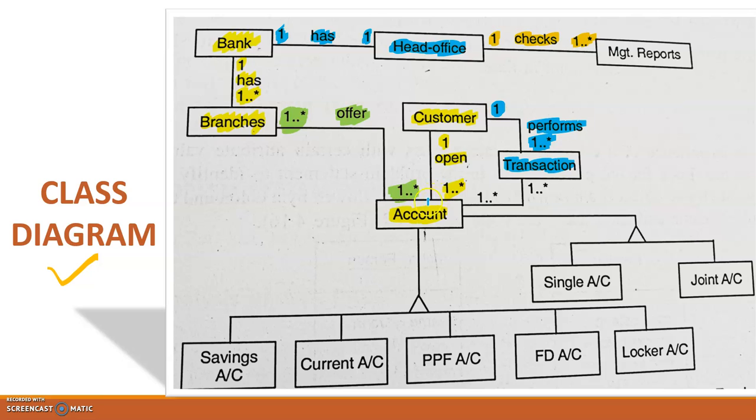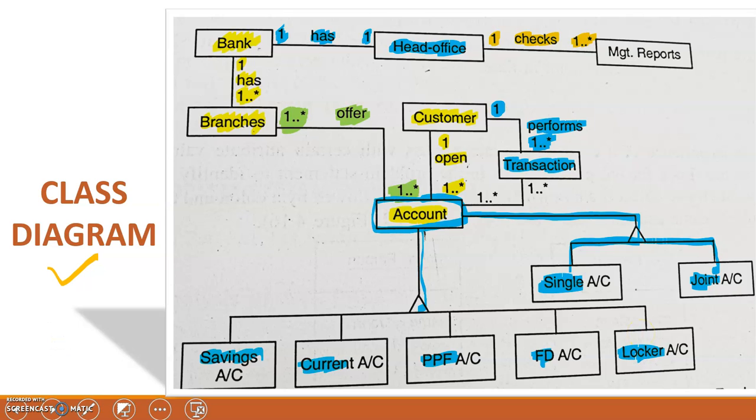Now, this is your generalized class diagram, right? But here we need to show all the other account types, which you can also show in the class diagram. Like, an account can be of different types. It can be a single account or a joint account. Even in single you have saving, current, PPF. Even in joint you have saving. Account can be of saving type, current type, and others like PPF, FD, and locker. So this way you can show it.